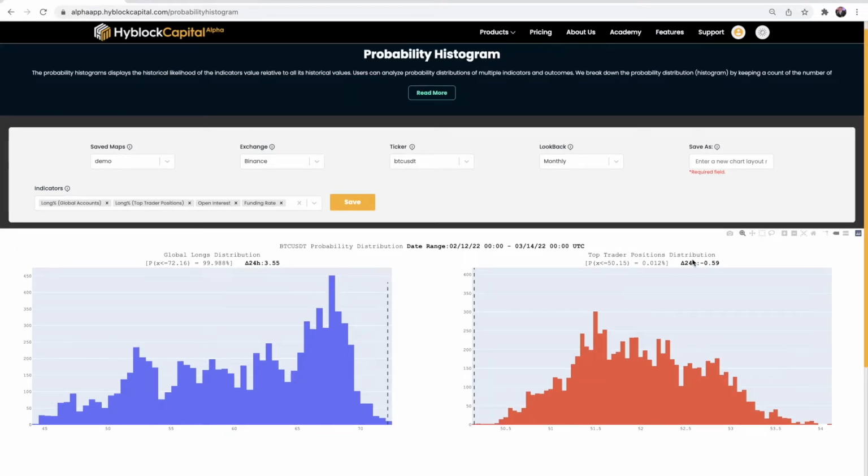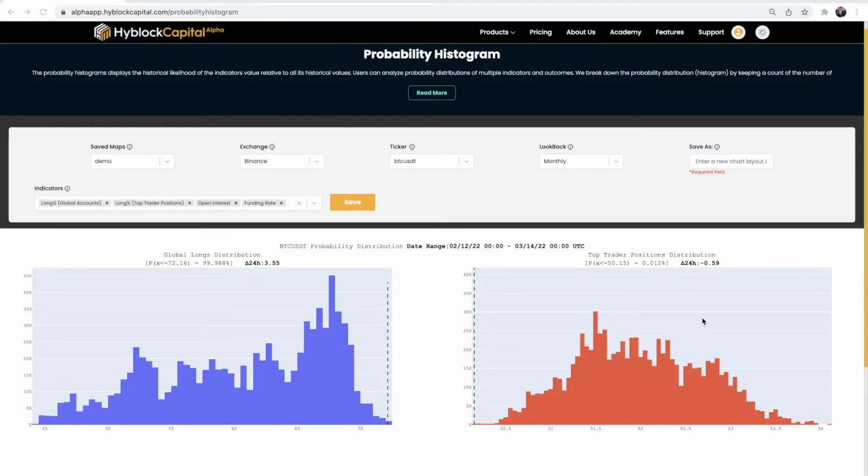Whales, which are represented by the top trader positions over here, was extremely low. You can see by the dotted line, which is all the way to the left of the graph, and retail, which is represented by the global longs distribution right over here, which is extremely high, which we can see from the dotted line right over here.